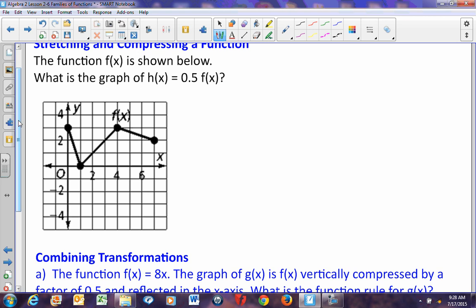So I'll make a little table just to make it easier for you for just a second. But it's just as easy to do without a table. Okay, so we're going to have x here, f of x here, and then we're going to have 0.5 f of x.